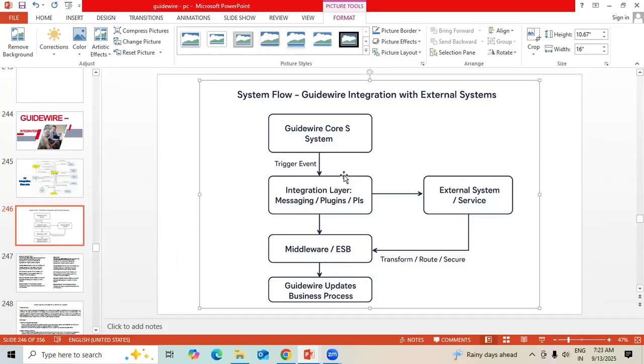Next is the important Guidewire integration framework, where we use SOAP, REST APIs, message queues, or batch processes. These are the terms used when we are working on Guidewire integration. So how are we transforming and routing this integration with the middleware, either through an enterprise service bus? This we will discuss in the next session.